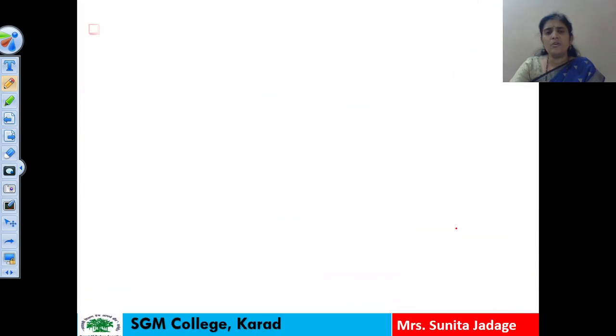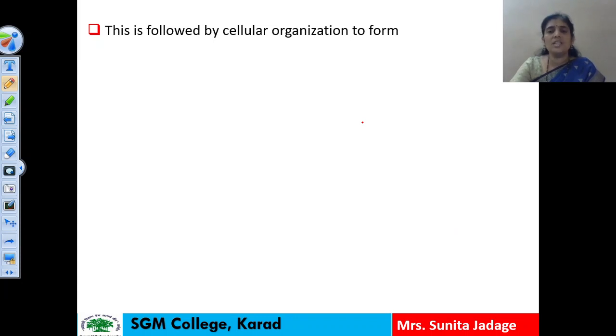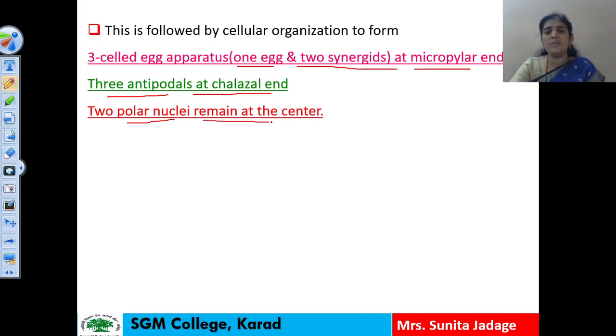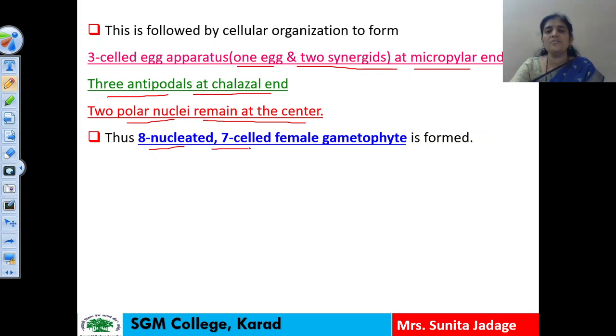So here from this 8 nucleated structure, finally cellular organization takes place, and there is formation of a 3 celled egg apparatus, that is one egg and two synergids at the micropylar end. 3 antipodal cells are formed at the chalazal end, and 2 polar nuclei remain in the center. So out of these 8 nuclei, 3 nuclei get arranged at the micropylar end, 3 nuclei get arranged at the chalazal end, and 2 nuclei remain at the center. And afterwards cell wall formation takes place, and thus an 8 nucleated 7 celled female gametophyte is formed.